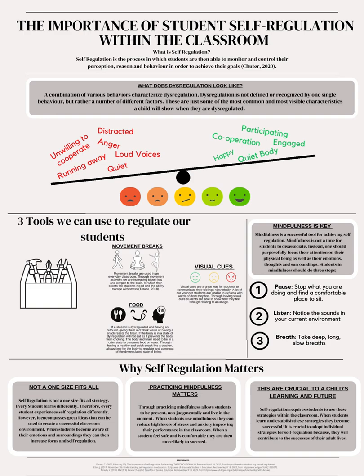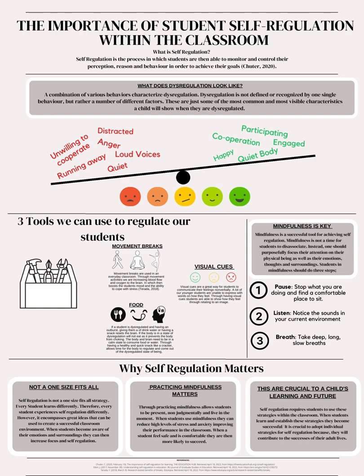Underneath that, I put a visual cue of how students might be feeling on the inside without being able to verbally communicate it on the outside. On the left hand side of my poster, I wanted to talk about three tools we can use to regulate our students. Through movement breaks, visual cues, and food, these are all tools we can use as teachers to regulate our students when they're in a dysregulated state of being.